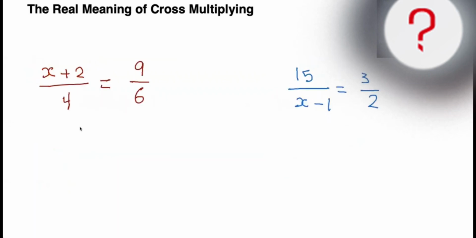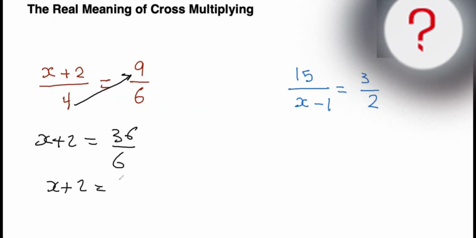So here are 2 more questions that I'm going to do. Now, cross multiplying, you want to isolate for the x. Here is x plus 2. And with this one, you just want to cross the 4 only right now. So x plus 2 equals 36, 4 times 9 is 36, over 6. Now x plus 2 equals 6. Move the 2 to the other side. It becomes x equals 6 minus 2, which equals 4.